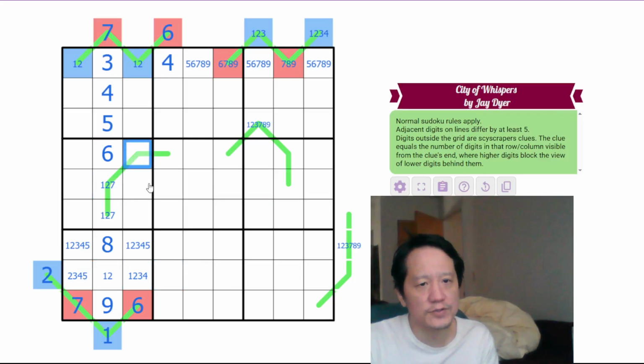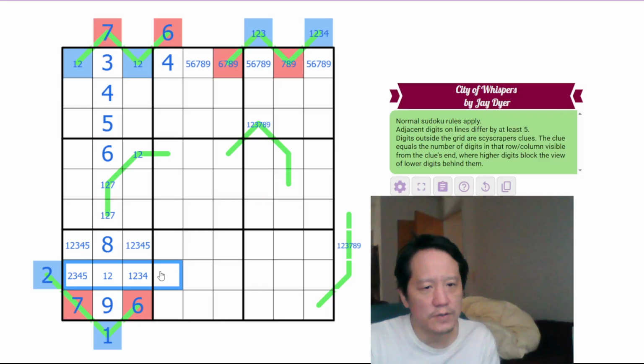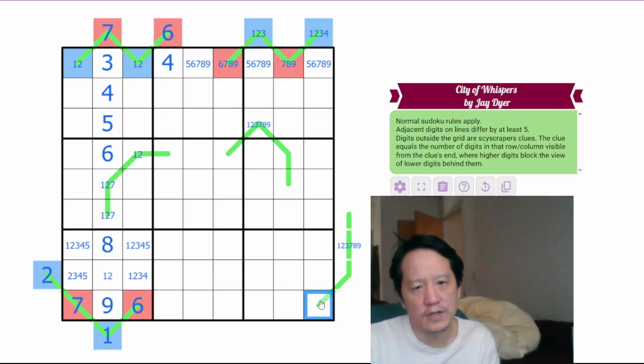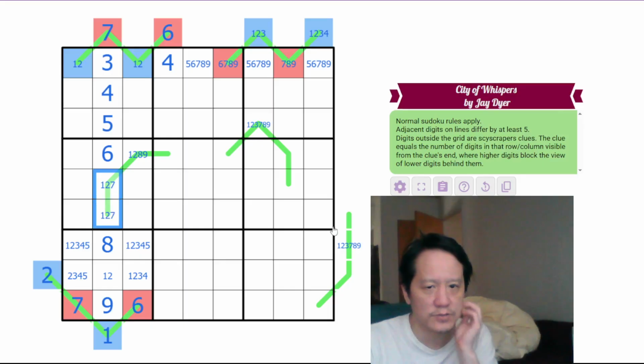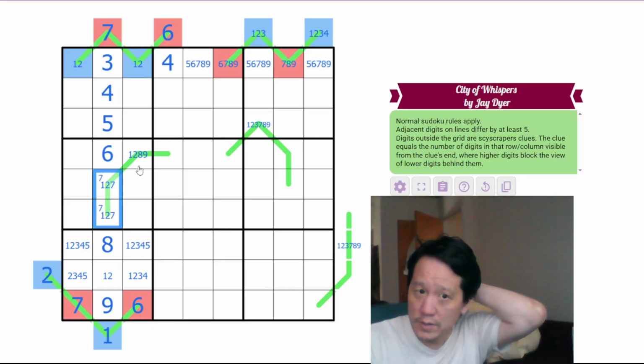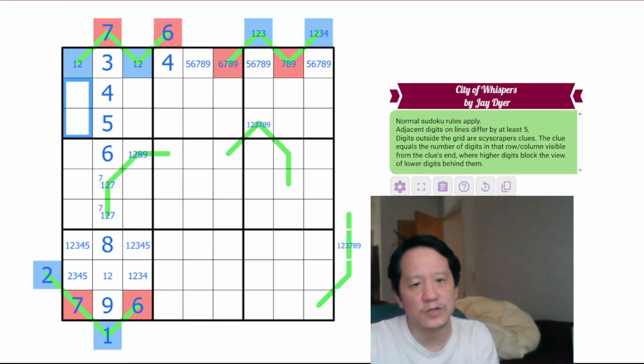If this is 7, this would have to be 1 or 2. So this has to be... Right. So we tried to make that 8. How did we disprove that? Okay, so if this is 1 or 2, this has to be 8 or 9 because it can't be 6 or 7. This had to be 6, 8, and 9, and this was 7, 8, and 9.